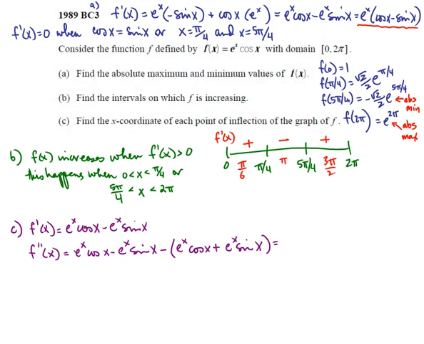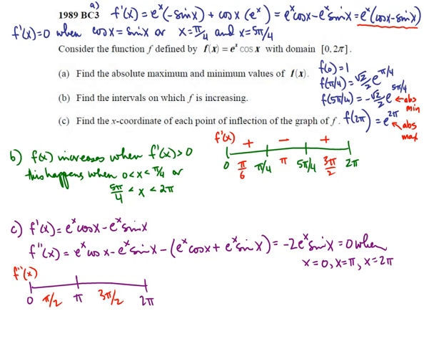When I simplify that out, the e to the x cosine x's cancel, and I end up with negative 2 e to the x sine x. And that will be 0 whenever sine x is 0. And that'll be at 0, pi, and 2 pi. So we're going to make another sign chart with 0, pi, and 2 pi. At pi over 2 it's negative, at 3 pi over 2 positive. So there's a point of inflection at x equals pi. And that does it for this problem.